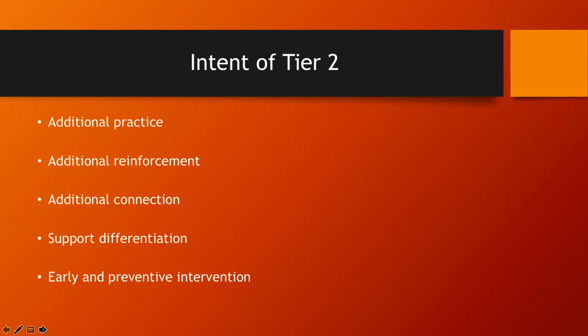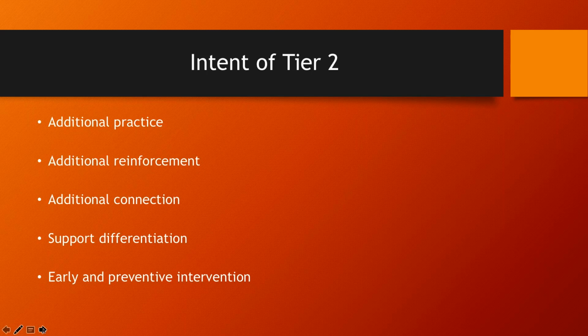So assuming that our universal system is functioning well and that we have taught to fluency the behaviors we expect in the settings, then for the student that needs a little bit more, one of the things that Tier 2 does is allows us to provide the student with additional chances to practice, to help master that skill, to acquire it.